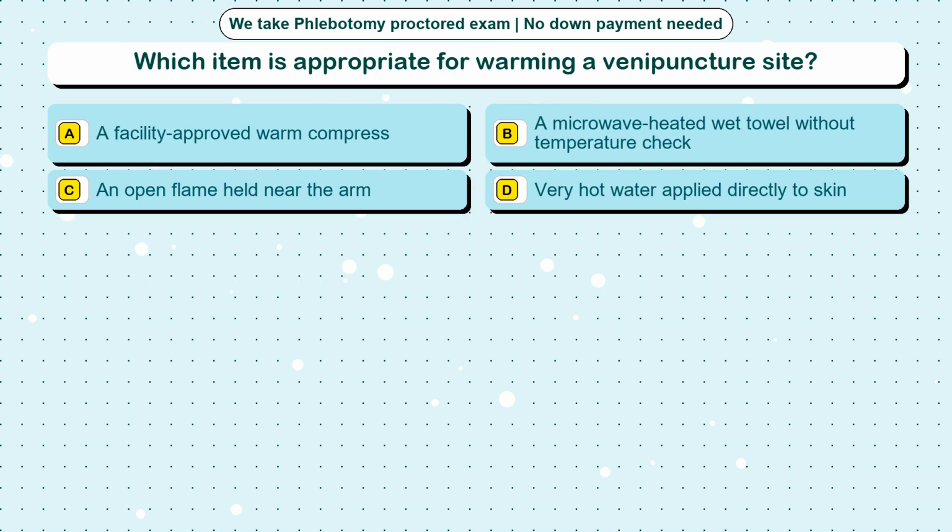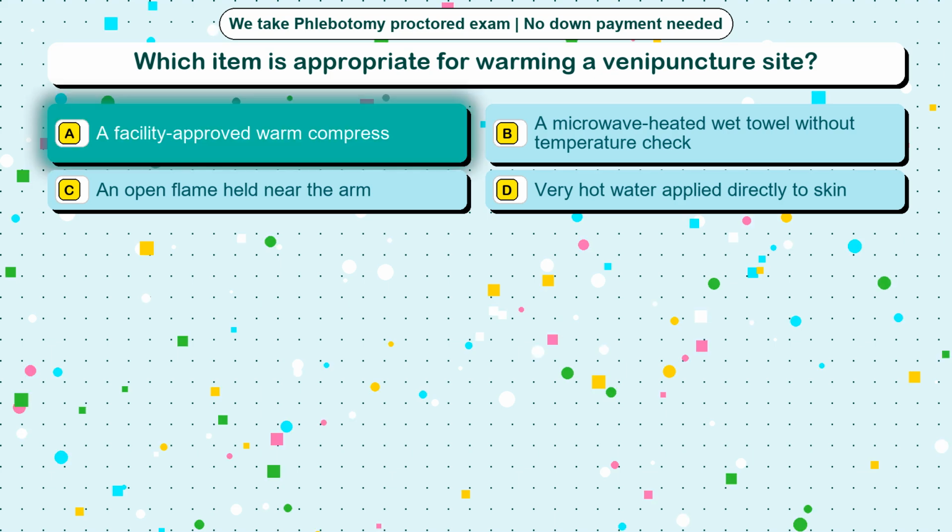Question 68. Which item is appropriate for warming a venipuncture site? Option A. A facility-approved warm compress. Option B. A microwave-heated wet towel without temperature check. Option C. An open flame held near the arm. Option D. Very hot water applied directly to skin. The correct answer is option A.